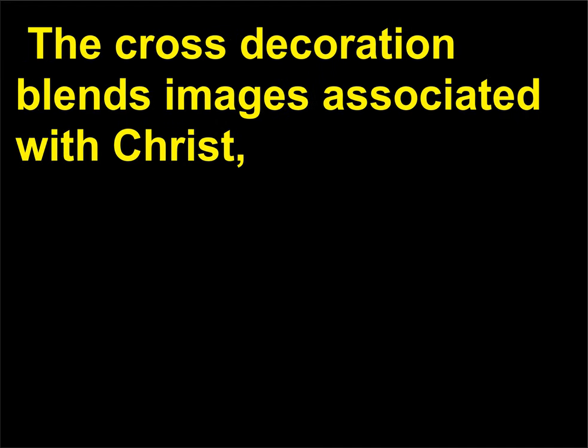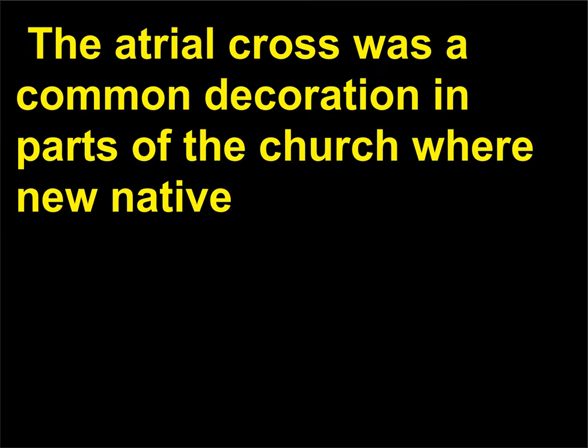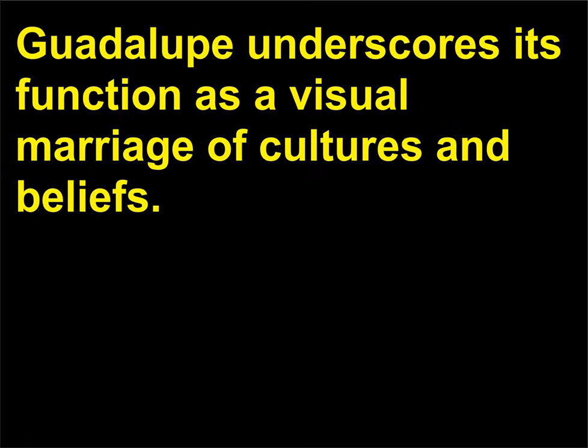The cross decoration blends images associated with Christ, such as the crown of thorns and the holy shroud, with Central American symbols of the tree of life. The atrial cross was a common decoration in parts of the church where new native converts were introduced to Catholicism, and the decoration of the cross at Guadalupe underscores its function as a visual marriage of cultures and beliefs.